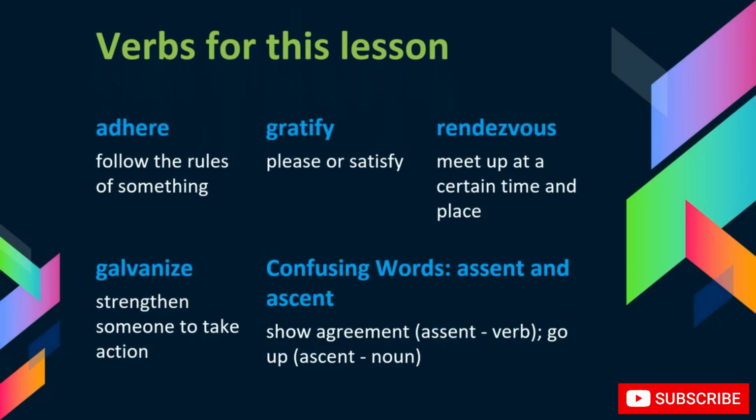And now let's review our verbs for this lesson. Adhere, follow the rules of something. Gratify, please or satisfy. Rendezvous, meet up at a certain time and place. Galvanize, strengthen someone to take action. And assent, the verb, which means to show agreement, and assent, the noun, which means to go up.